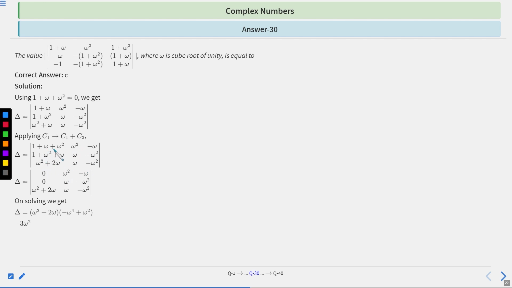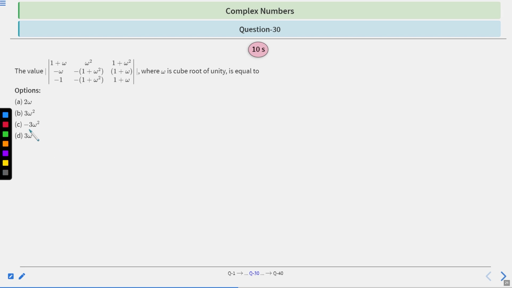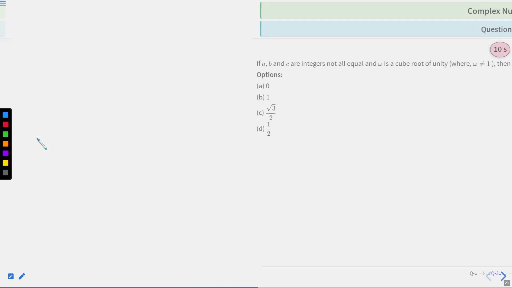Now we know that 1 plus omega square is 0. So we'll get 0, 0. Now we did this to simplify our determinant, right? Now we can calculate the determinant. omega square plus 2 omega into omega minus omega to power 4 plus omega square. So after solving this, we will get minus 3 omega square. So answer C is the right choice. Let's move to the next question.